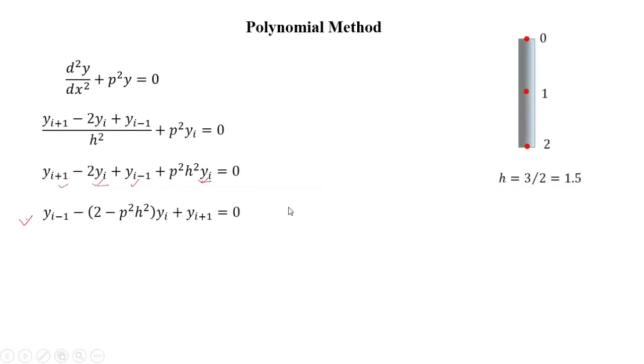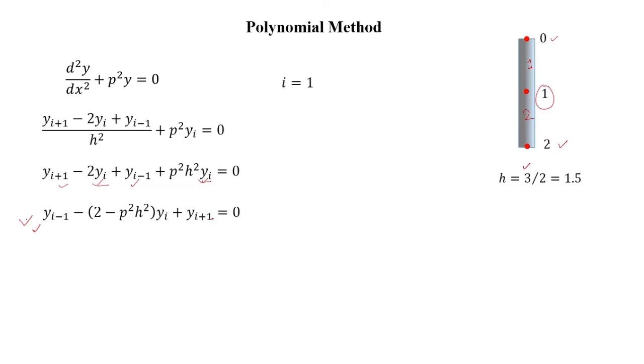Now let's divide our column into two different segments. This is segment number 1 and this is segment number 2, and the length of this column is 3, so h is equal to 3 by 2, which is equal to 1.5. Now we know that this equation is only applicable to intermediate nodes. So node number 0 and node number 2 are boundary nodes, whereas node number 1 is an intermediate node. So now let's apply this equation to intermediate node 1.